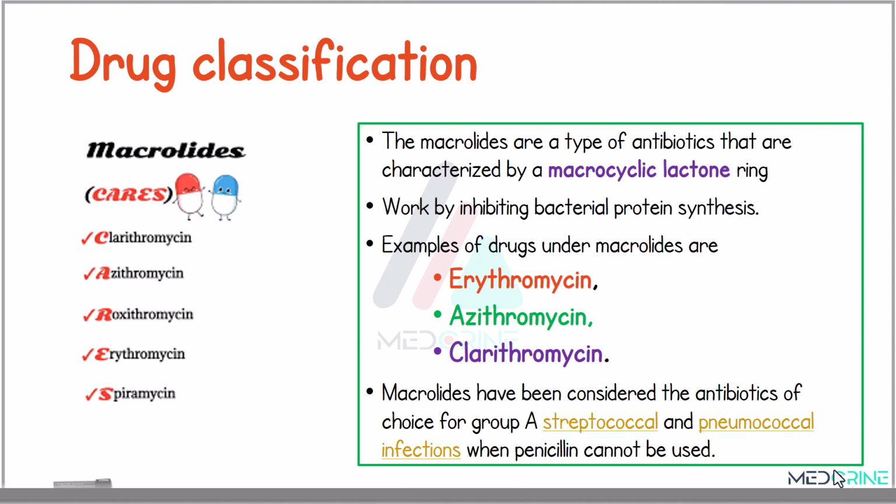The 2 other examples are roxithromycin and spiromycin. So for you to remember the examples of drugs in macrolides, you can use a mnemonic CARES, C for clarithromycin, A for azithromycin, R for roxithromycin, E for erythromycin, and S for spiromycin.